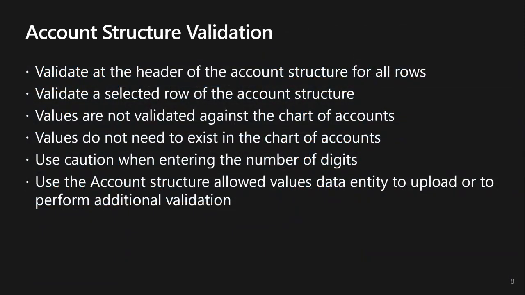Now, when you're finished creating an account structure, you're going to need to go through a process of validating that account structure. And there are 2 ways to do this in the account structure form. First is to validate at the header level, which is the button that you'll find in the action pane at the top. And this button will validate the entire account structure. Alternatively, you can select a particular row and use the validate button on the FAST tab just above the grid, and that will validate only the selected row.